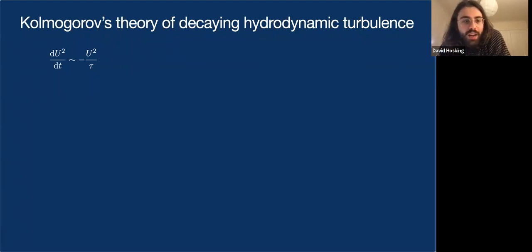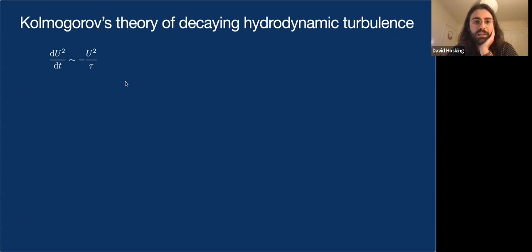So, to get us into this, I just want to start by talking about a much simpler decaying turbulence problem, which is the decay of hydrodynamic turbulence. There's no plasma, no magnetic fields. I just want to understand how the decay of kinetic energy happens in a sea of homogeneous and isotropic turbulence.